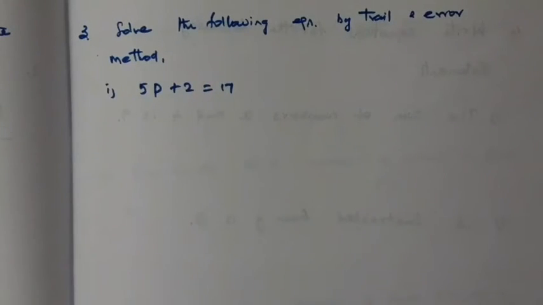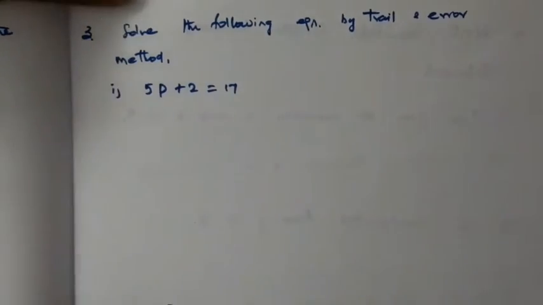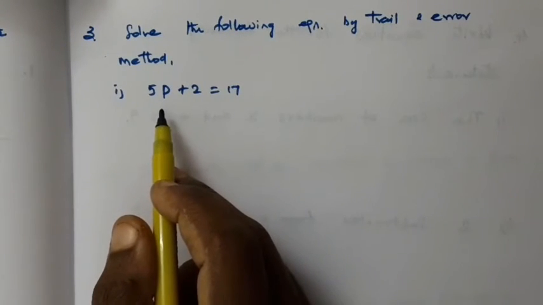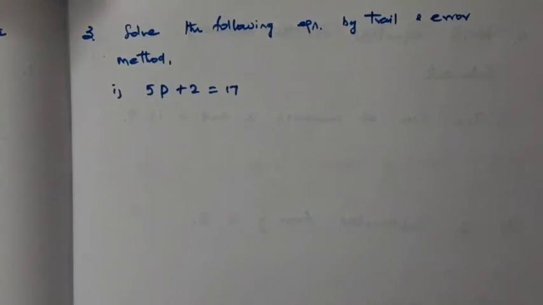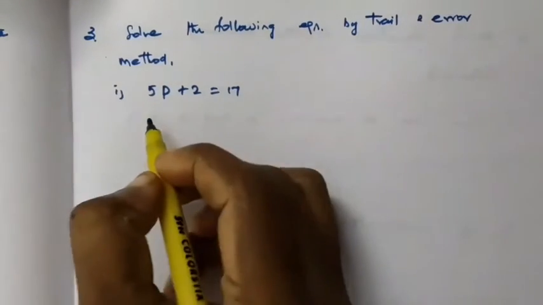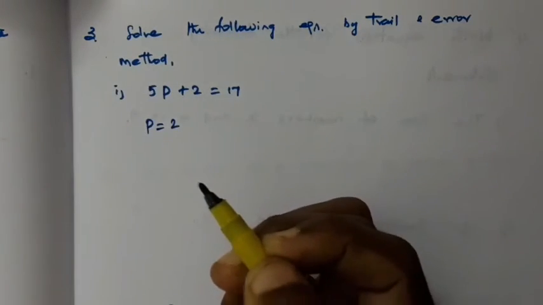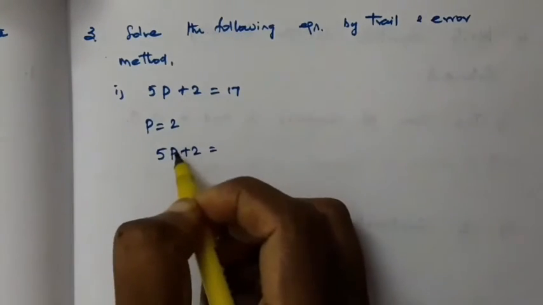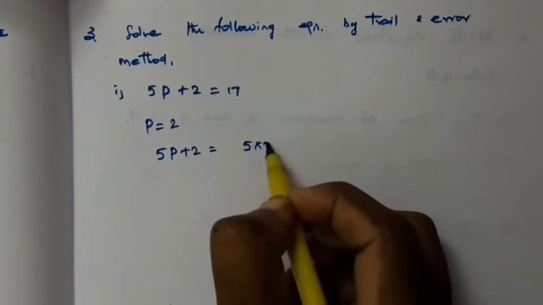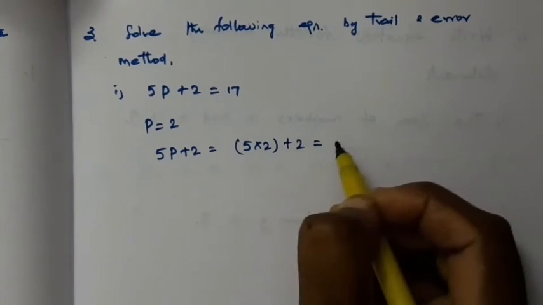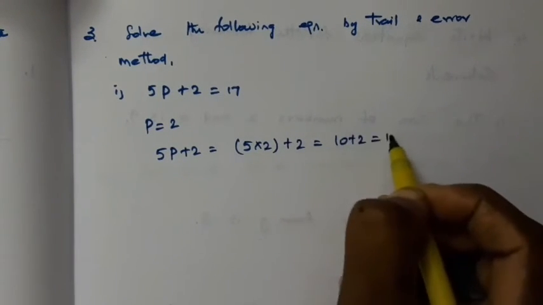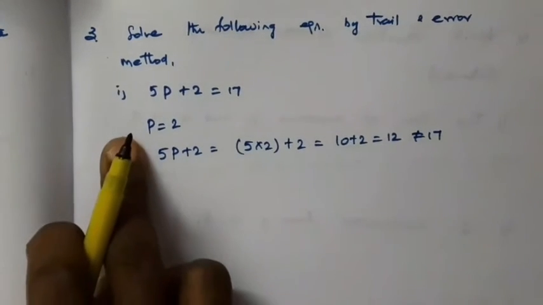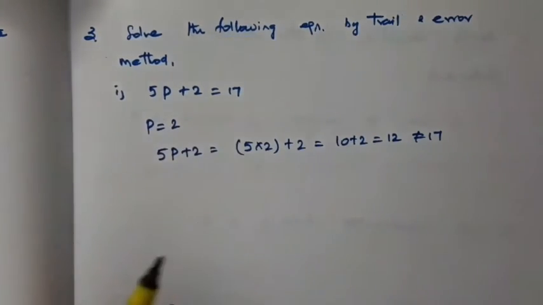Next problem is, solve the following equation with the trial and error method. So what is meant by that? In the last problem they had given what to substitute in place of p. Now they have asked you to select some random numbers. Any numbers you can select. For example, let me take p equal to 2. I am substituting in 5p plus 2, instead of this p, I am going to substitute 2. So 5 multiplied by 2 plus 2, which is 10 plus 2, that is 12. This 12 is not equal to 17. Now I can say 2 is not a solution to this equation.